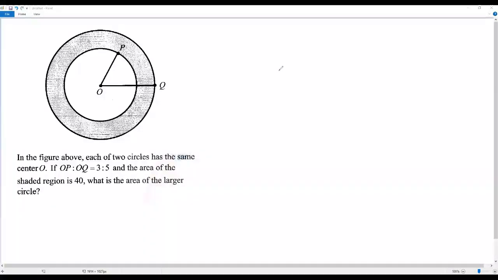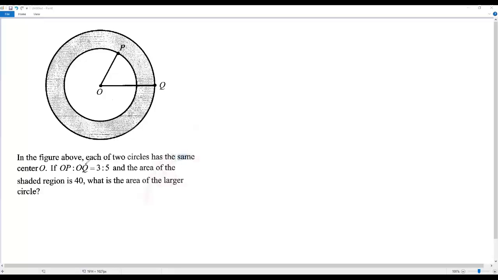Here we have a SAT math question on circles. Okay, let's go over the question. In the figure above, each of two circles has the same center O. If OP to OQ equals 3 to 5 and the area of the shaded region is 40, what is the area of the larger circle?